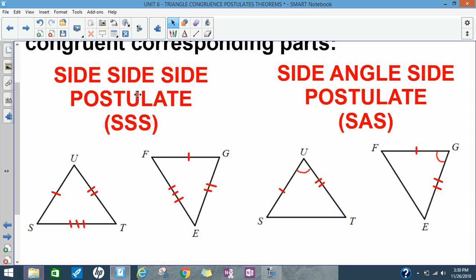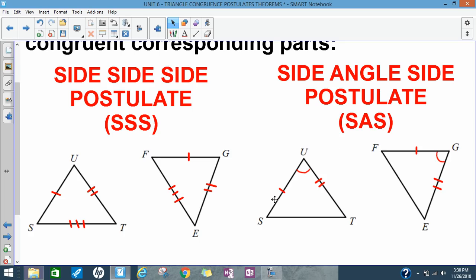So if we have two triangles and we know that all 3 pairs of corresponding sides are congruent, then we don't need to know anything about their angles, and we can say that the two triangles are congruent. So you can see here in these two triangles, I have all the corresponding sides marked to show that all 3 pairs are congruent, and so we could say these triangles are congruent by side, side, side.